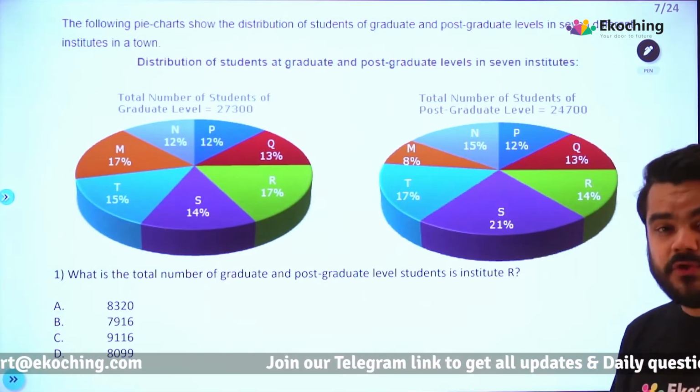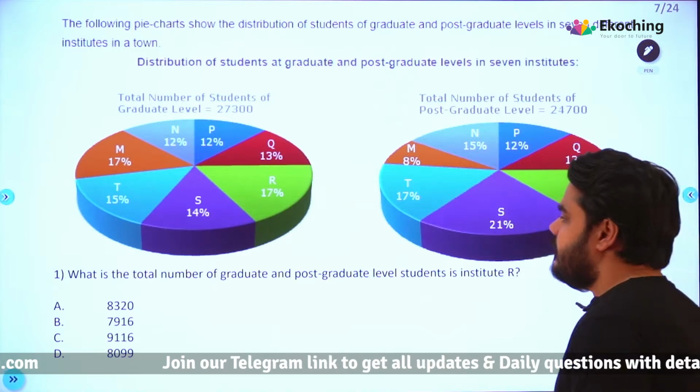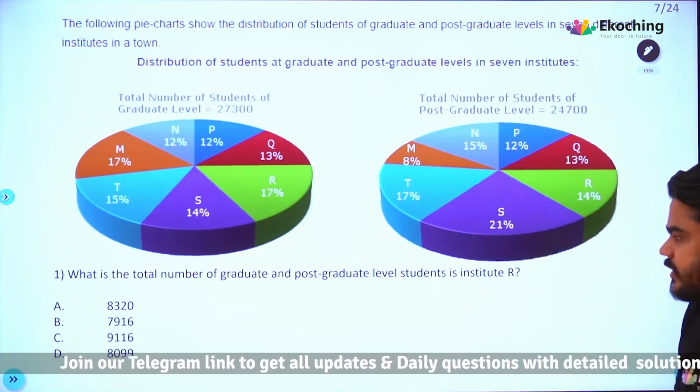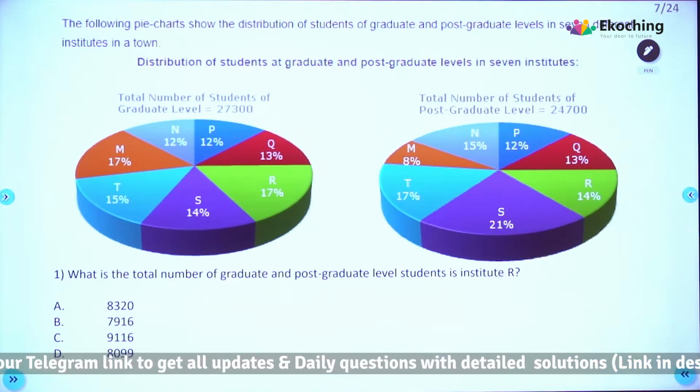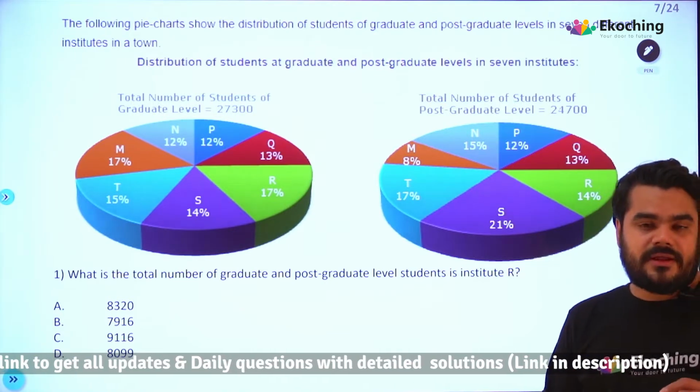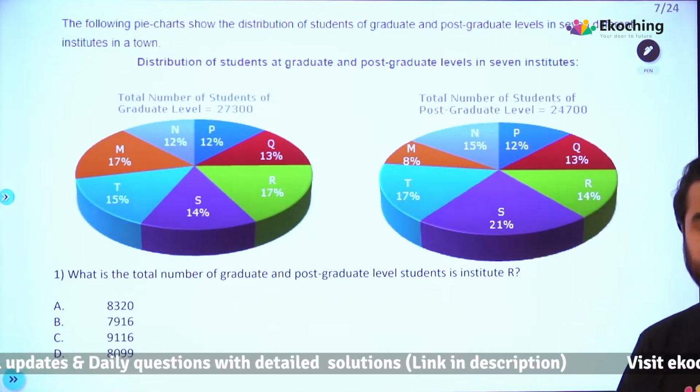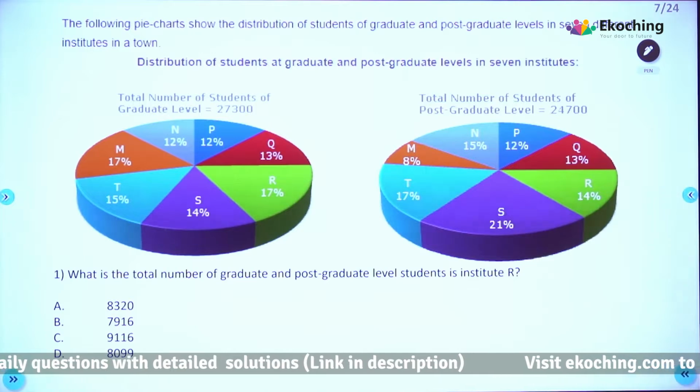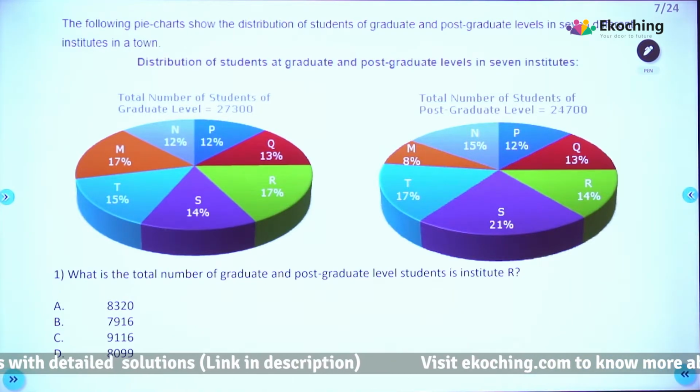Alright, so I hope by now you have understood the data. Now let's look at the first question. What is the total number of graduate and postgraduate level students in Institute R? Right? Category easy. You should take about 1 minute, pause the video, come back to me when you have an answer in your hand.